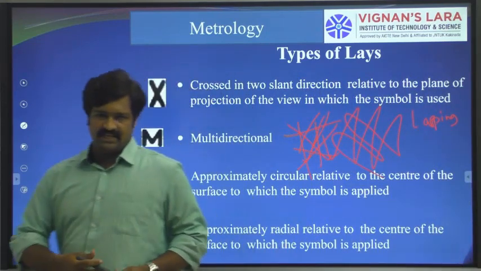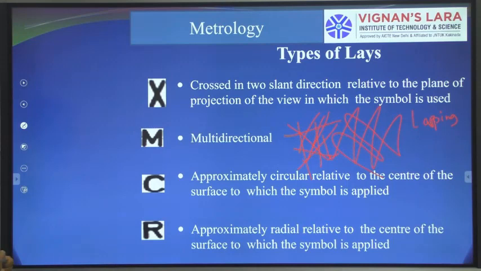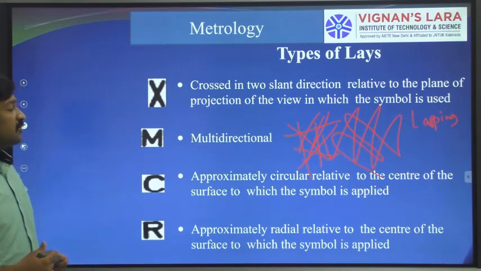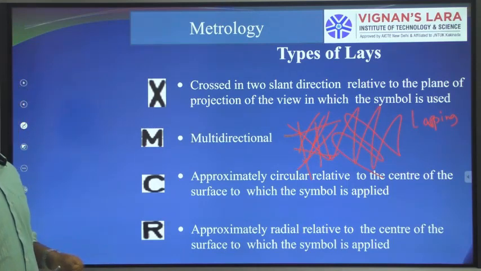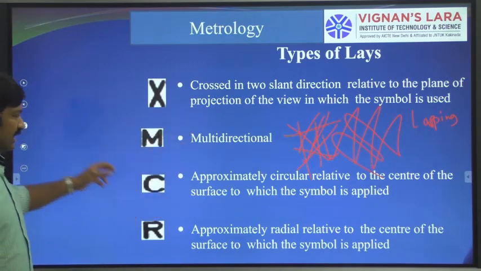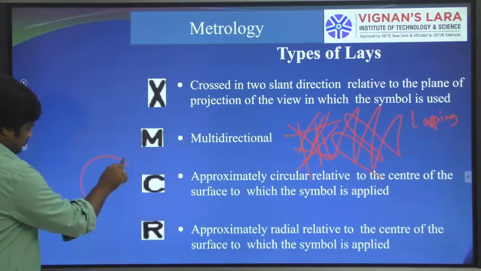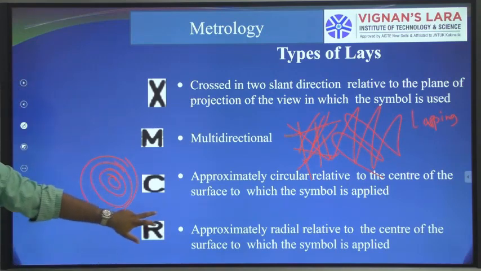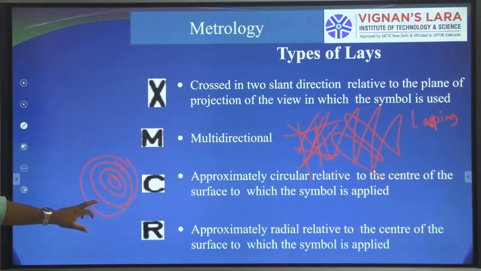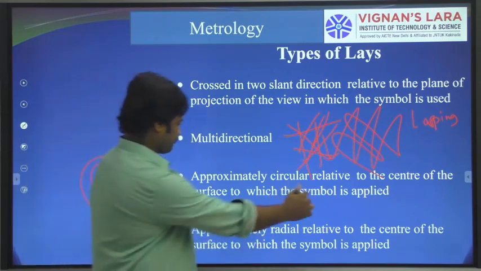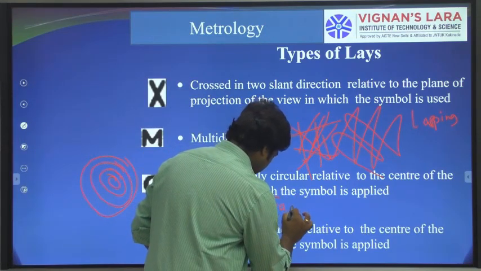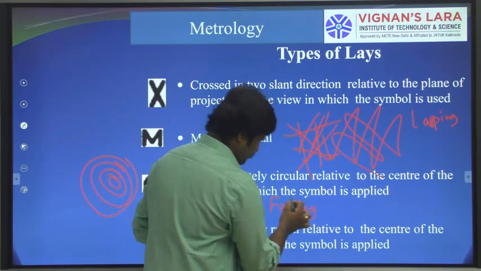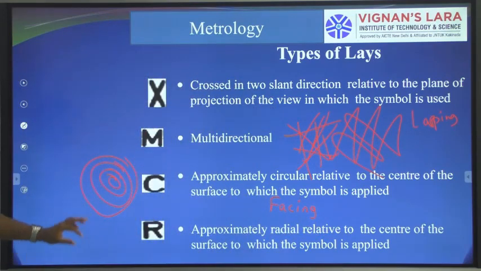Next, C, that is circular type of lines, approximately circular, related to the center of the surface to which the symbol is applied. These are the circular lay lines, indicated with the symbol C. These circular lay lines are obtained during the facing operation, during the facing operation on a lathe, or during the grinding process, where we can observe this type of circular pattern.